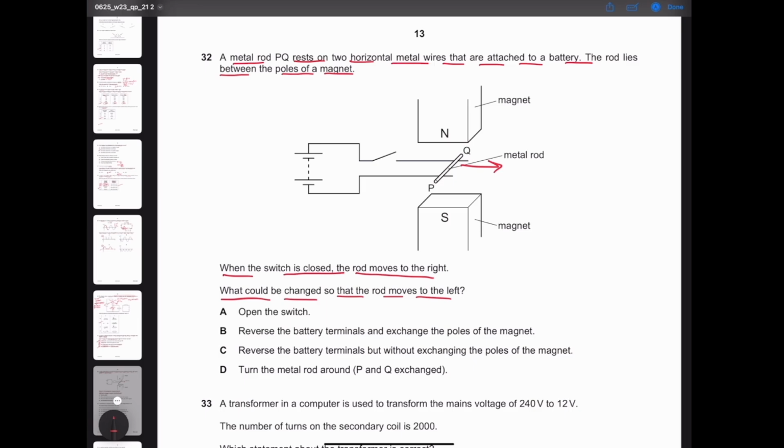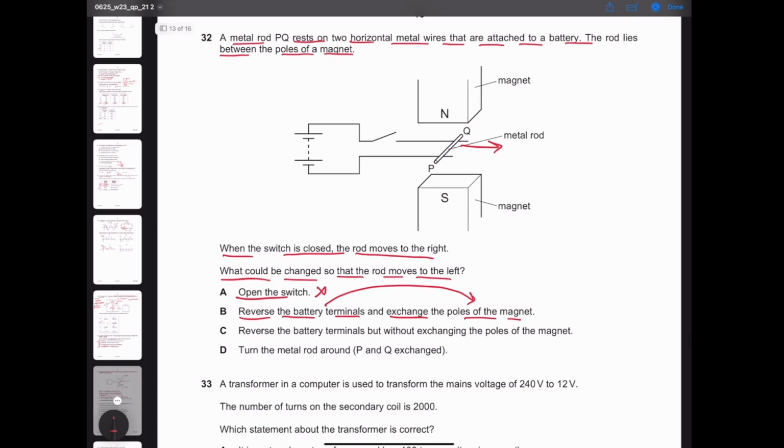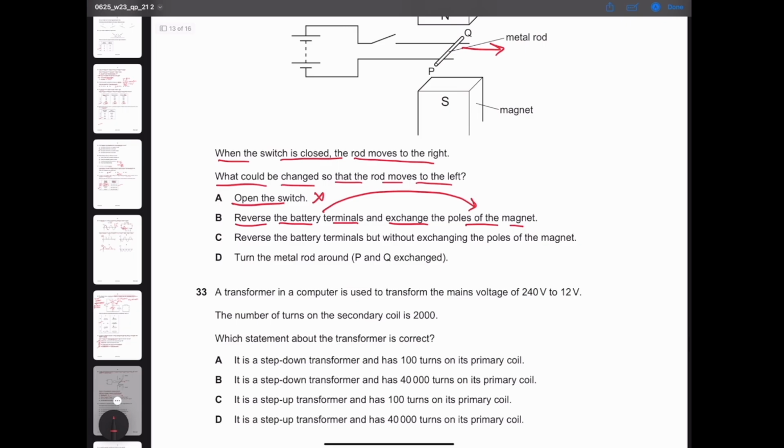Open the switch, it will not work. Reverse the battery terminals and exchange the poles of the magnet. If you change both of the variables, the direction will come out to be the same. You can use Fleming's left-hand rule here, and you will notice if you change two things, the direction of the third one stays the same. Reverse the battery, but without exchanging. So you're only changing one quantity. This will change the other one as well. Alright, so the answer should be C.